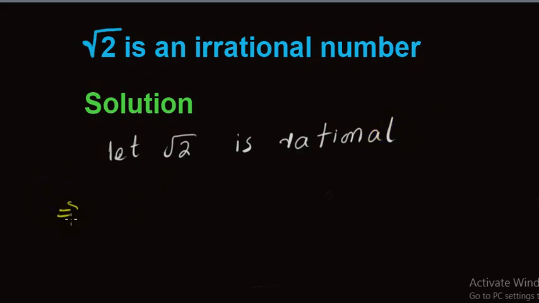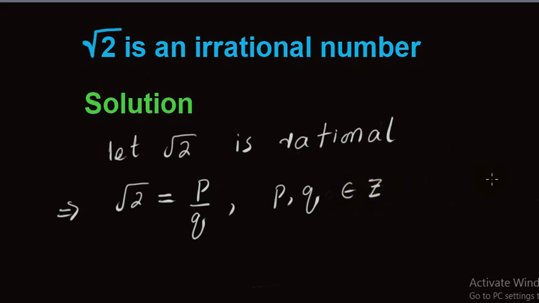We will prove this result by the contradiction method. First we assume that the square root of 2 is a rational number, then we will try to bring a contradiction. So assume that the square root of 2 is a rational number. Let the square root of 2 be rational, and we know that every rational number can be expressed in the form p by q, that is, the square root of 2 is equal to p by q, where p and q belong to the set of integers.